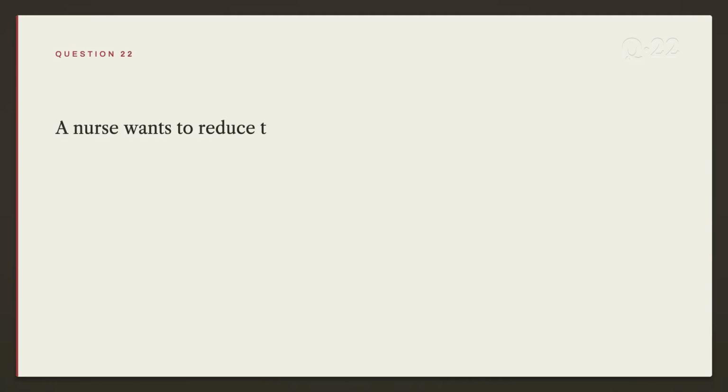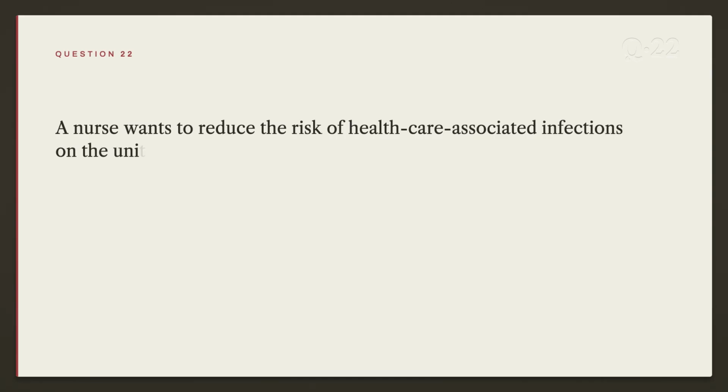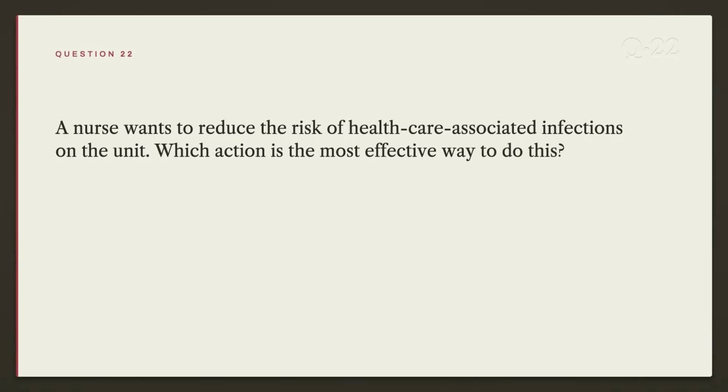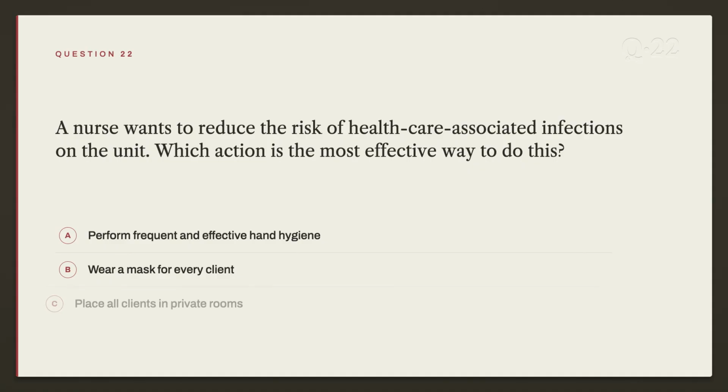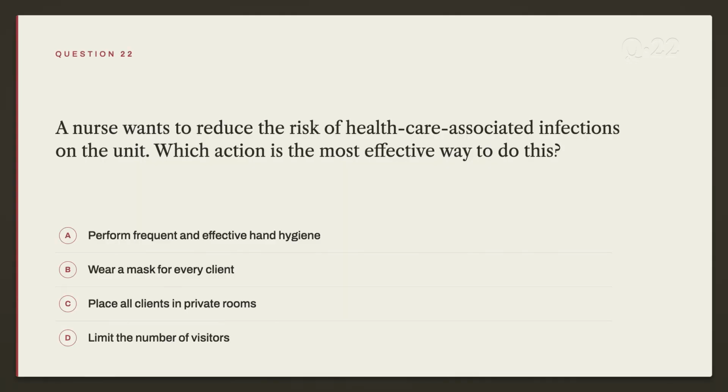Question 22. A nurse wants to reduce the risk of healthcare-associated infections on the unit. Which action is the most effective way to do this? Your options are A. Perform frequent and effective hand hygiene. B. Wear a mask for every client. C. Place all clients in private rooms. D. Limit the number of visitors. Which would you go with? Lock it in before the reveal.